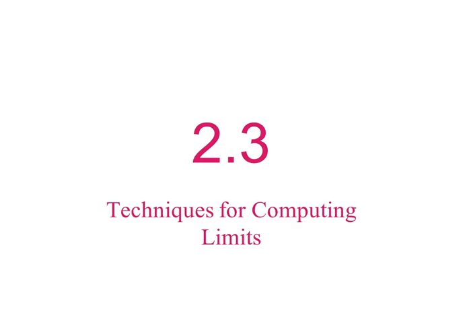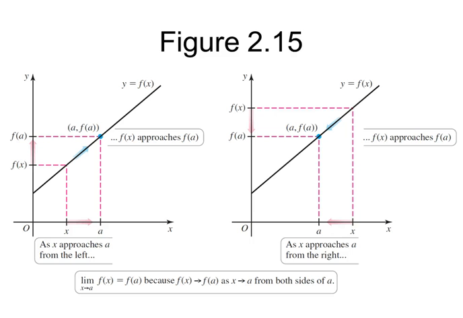In this video, we're going to look at some techniques for computing limits. In the previous section, we looked at finding the right-handed and left-handed limits. And if we look at some linear function, any function f of x that's linear, we know it's going to be in the form of y equals mx plus b, with a slope and a y-intercept.